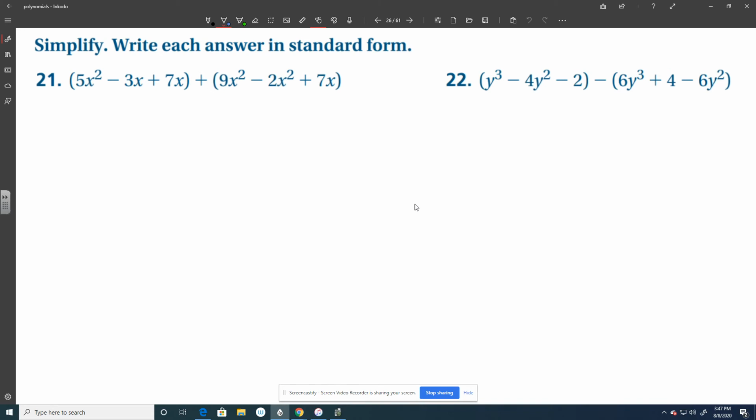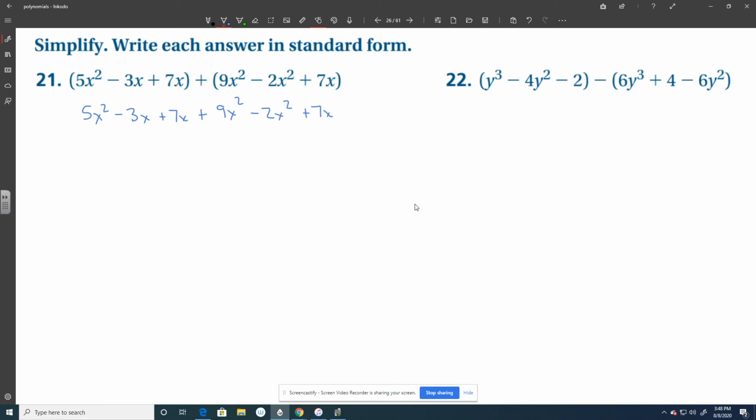Okay, 2 more. These ones are a little bit simpler. We're just writing them in standard form. So I'm going to combine like terms and write them in the right order. So 5x squared minus 3x. I like to write it again without the parentheses, plus 7x. And since it's just a plus, I don't have to worry about distributing a negative or anything else.